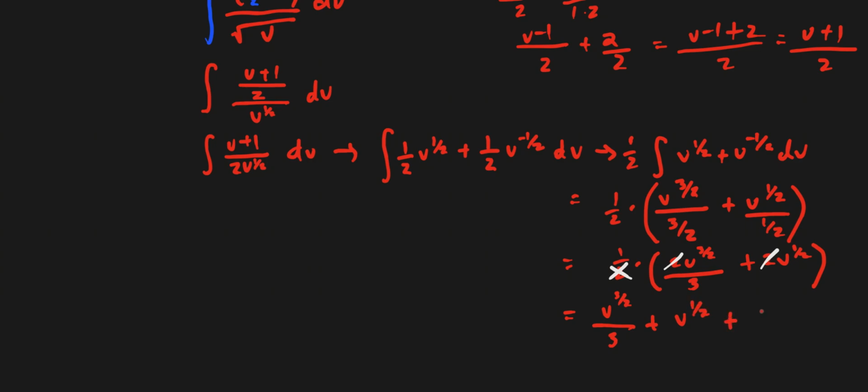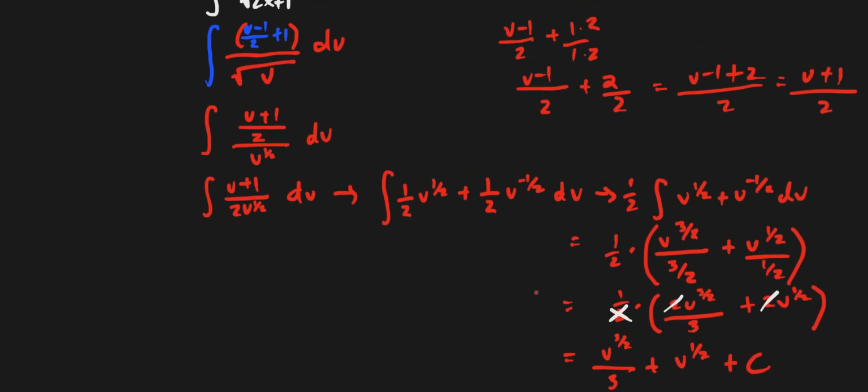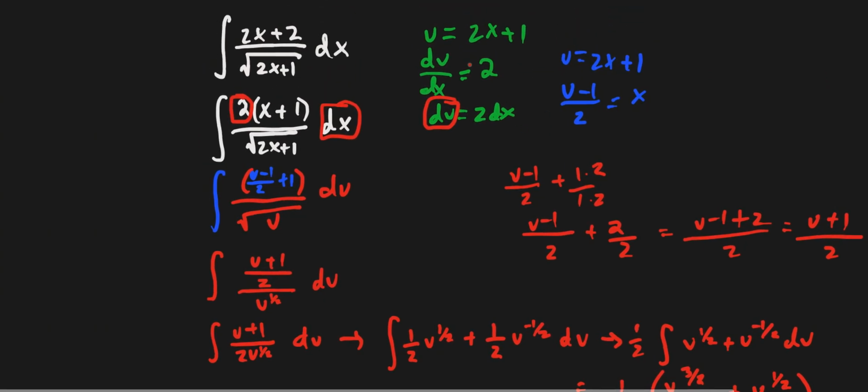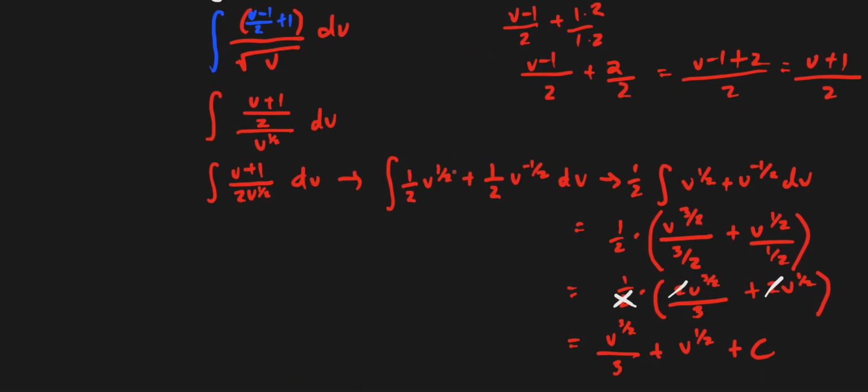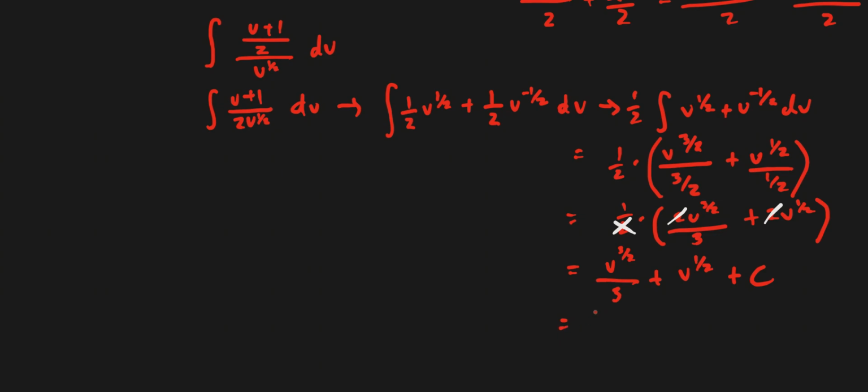power plus c. Now always remember that we can't leave our answer in terms of u. We have to replace it with x. So what's that going to be? Well, u equals 2x plus 1. We established that there, so we can just replace everything with 2x plus 1. So this is just going to be equal to 2x plus 1 raised to the 3/2 power over 3 plus 2x plus 1 raised to the 1/2 power. Obviously, you can rewrite this as the square root of 2x plus 1, but this is also fine, plus the constant of integration. And this is your final answer.